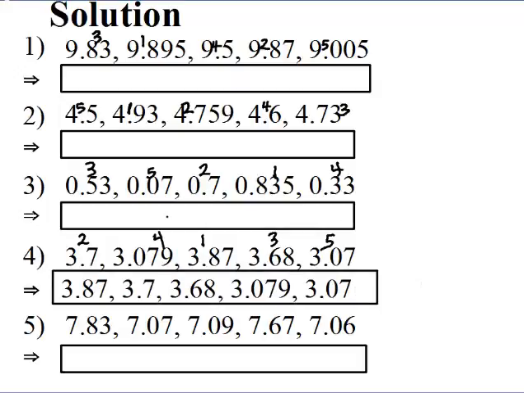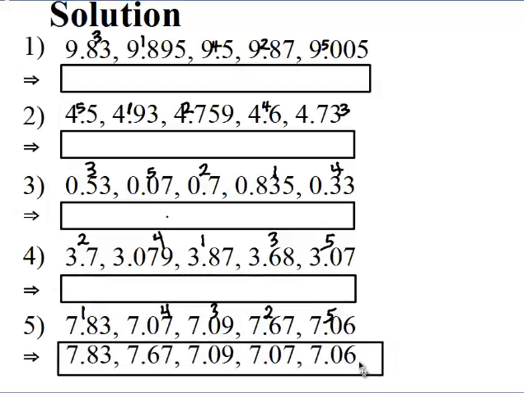The last one here, they all have 7 each in their whole number parts. When we check the 10th column, 8 is the biggest, so 8 is the first biggest number, followed by 0, 0, 6, so 6 is also the next. They all have 0, 0, 0 now. Moving on to the 100th column, this is 9, 9 is bigger, followed by 7 and 6. Therefore, that gives us the descending order for the last one as well.